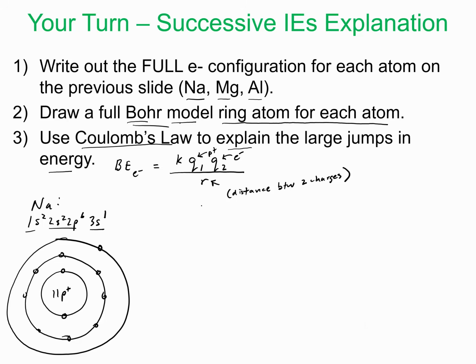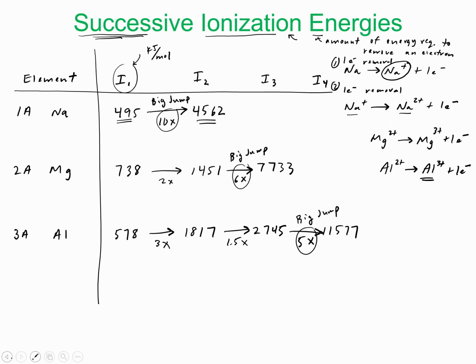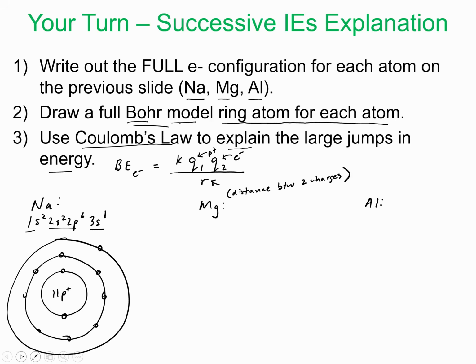So do the same for magnesium, and then do the same analysis for aluminum: the full configuration, the Bohr model ring, and then use this to try and explain the data that we saw. Try to explain this big jump, and then the big jump occurring on the third electron, and then for aluminum the big jump occurring on the fourth electron. Okay, and that's the end. We'll see what you guys come up with, and we'll go over the results in class.